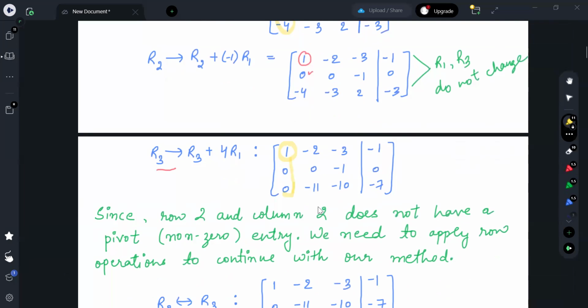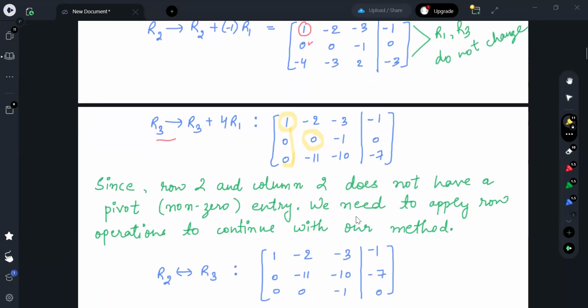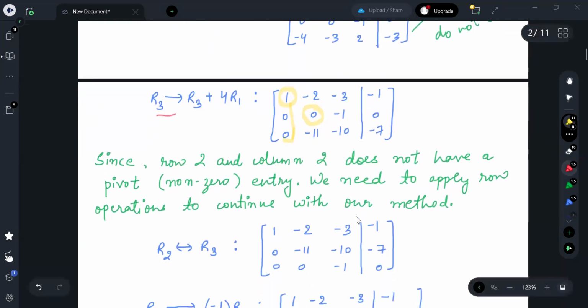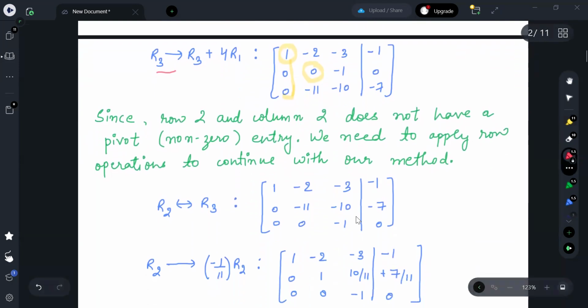Now we again repeat the process here. But if you notice, we don't have a pivot entry. This is a 0 entry. So what is the easiest way to get a 1 here? This is where you'll use the row swapping technique. The most efficient way of getting a non-zero pivot entry would be row swapping. And that's what we are doing here. We got a non-zero entry in row 2, column 2. And now I begin with the steps again.